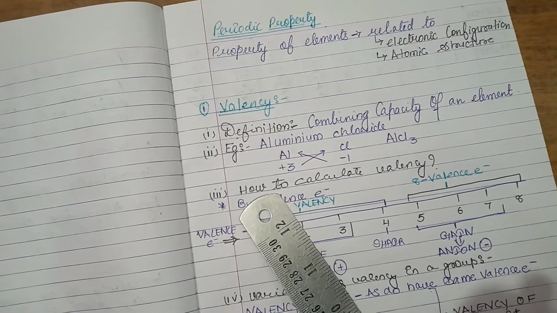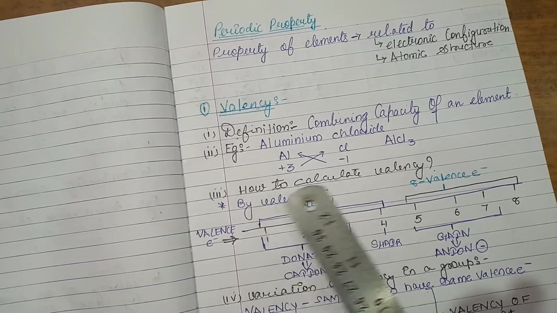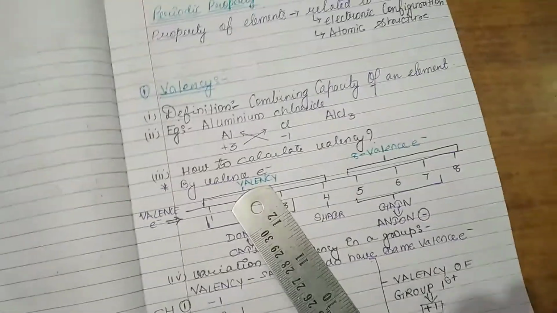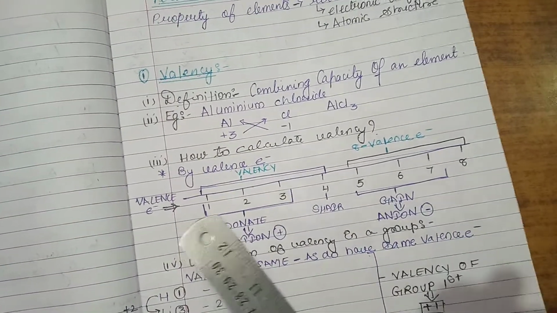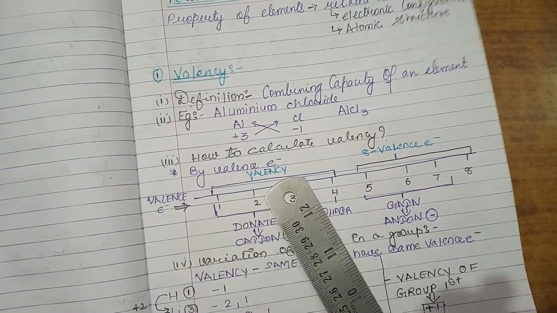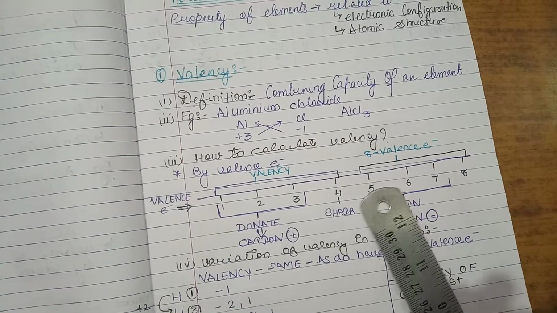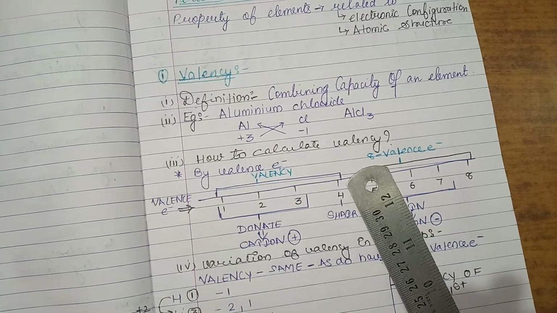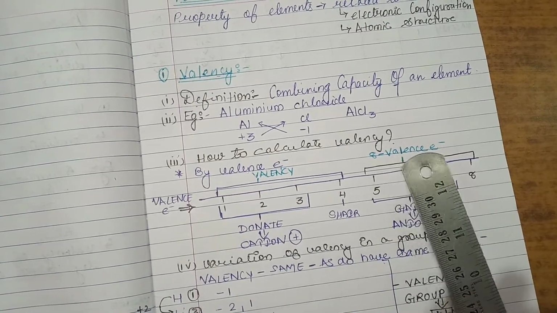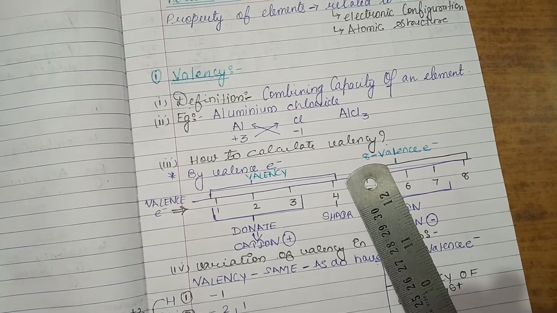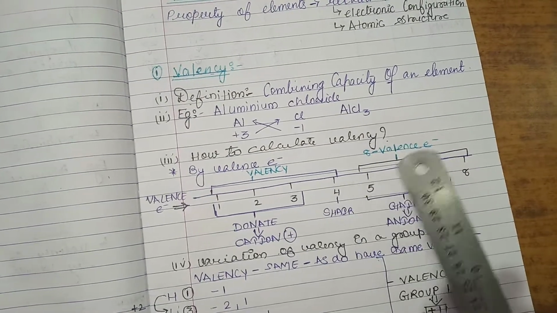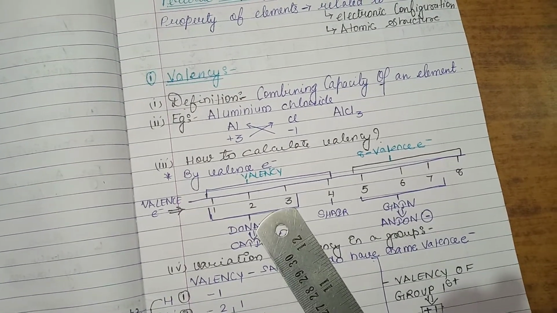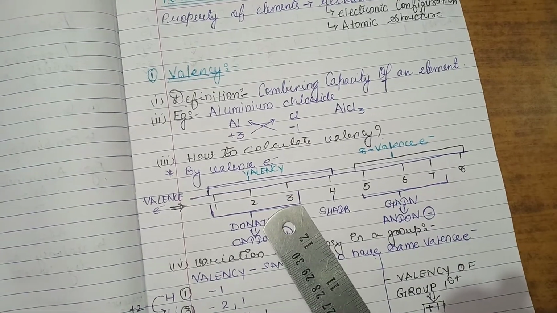Now, the question arises how we are going to calculate valency. The valency is calculated by valence electrons. Students, when the valence electrons range from 1 to 4, the number itself becomes the valency of those elements. But if the valence electrons are more than 4 in number, then to calculate valency, what will we do? We will subtract the valence electrons from 8. And after subtracting the valence electrons from 8, we will get its valency. It will be further more clear when we deal with the examples.